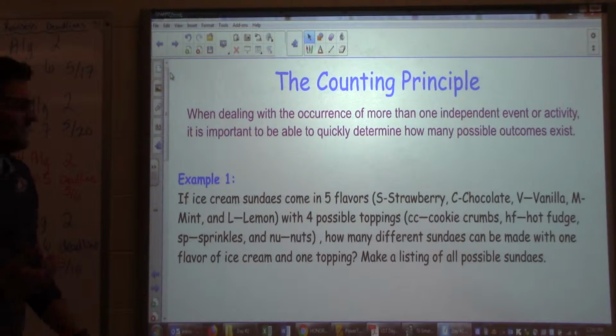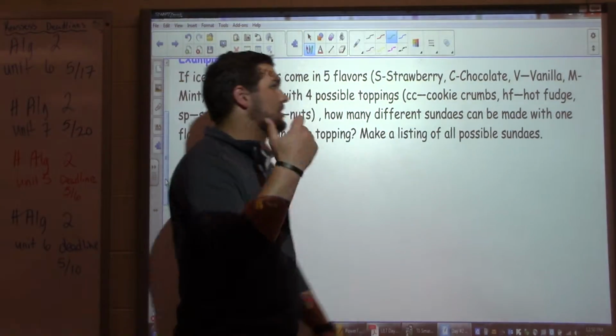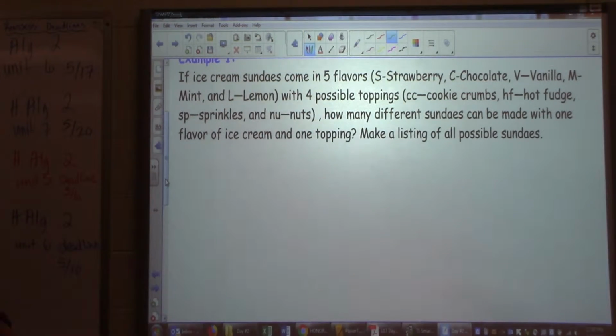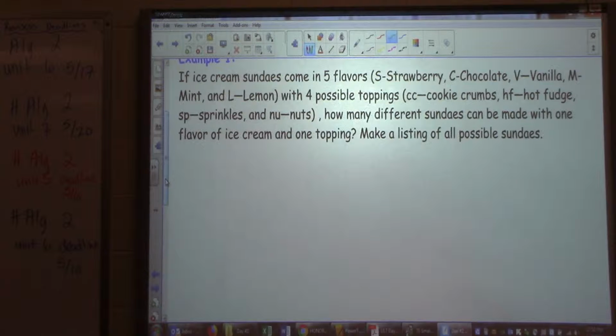Alright, so if ice cream sundaes come in 5 flavors, strawberry, chocolate, vanilla, mint, lemon, with 4 possible toppings, how many different sundaes can be made with 1 flavor of ice cream and 1 topping? Make a list of all possible sundaes.